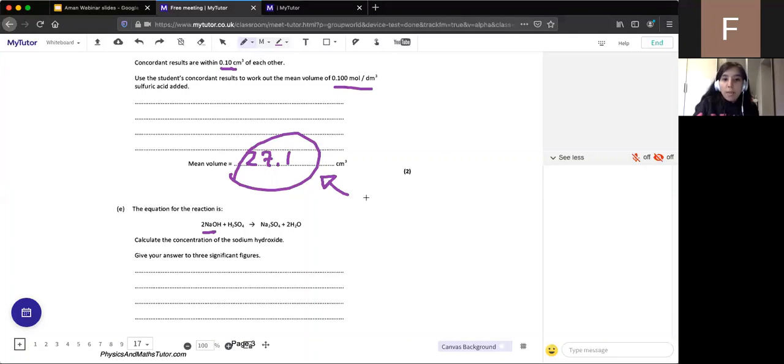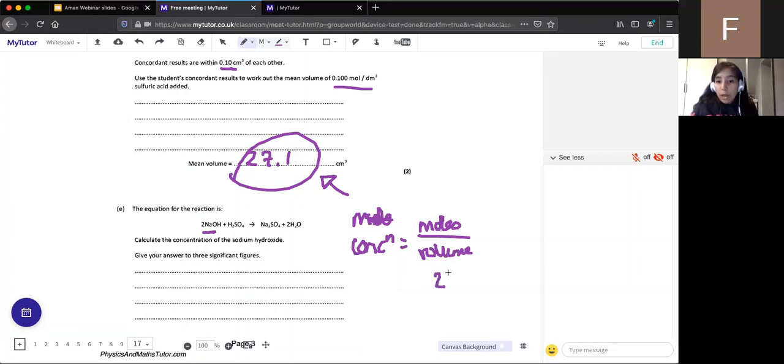Okay, so the first step is to calculate the number of moles. So remember, concentration equals moles over volume. So here we've got the volume, which we've been told is 27.1, or we calculate it to be 27.1. Remember, it's in centimeters cubed and we need it in decimeters cubed. The concentration is 0.1. So the number of moles will be 0.1 times 0.0271.